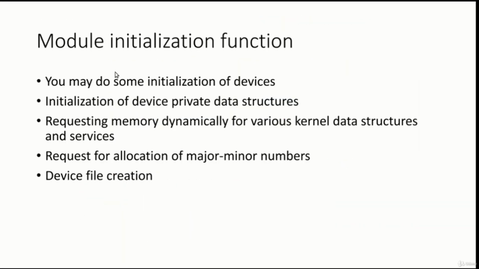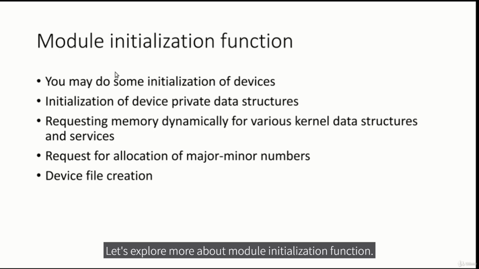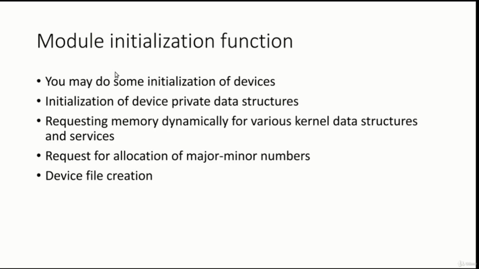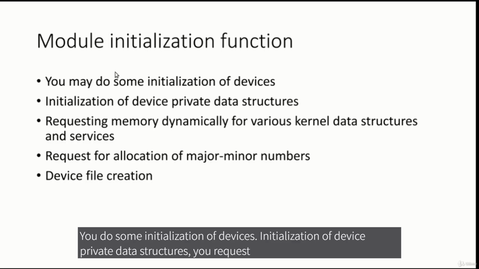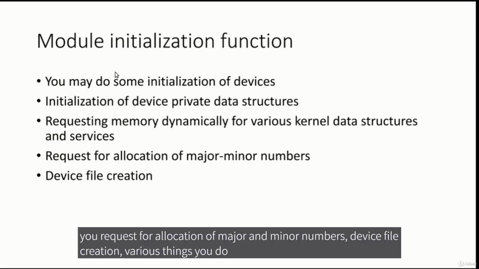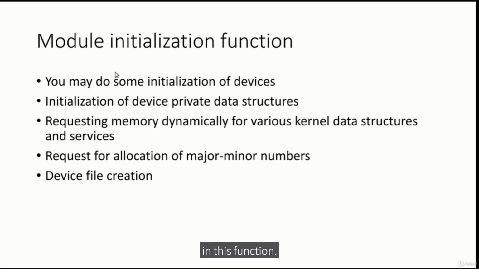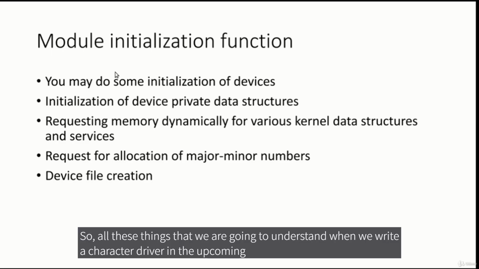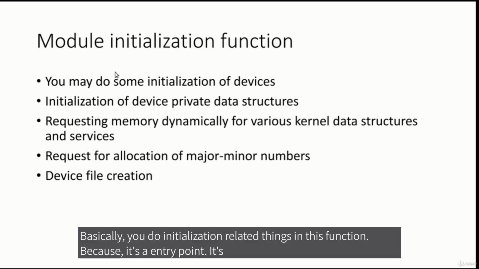Let's move forward. Let's explore more about the module initialization function. What you do here is some initialization of devices, initialization of device private data structures. You request some memory dynamically for various kernel data structures and services. You request allocation of major and minor numbers, the device file creation, various things you do in this function. All these things we are going to understand when we write a character driver in the upcoming lectures. Basically, you do initialization related things in this function because it's an entry point. It's like a main.